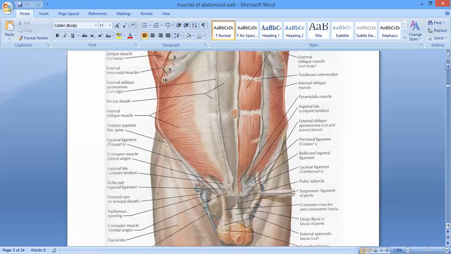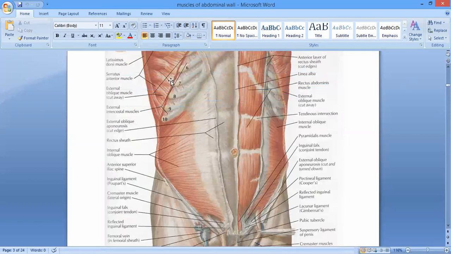Which 3 are flat? First one is the external oblique. We have removed it from here. Then the internal oblique. When you remove the internal oblique, we come across the transversus abdominis muscle, right? 3 flat concentric muscles and the 2 vertically placed midline muscles.